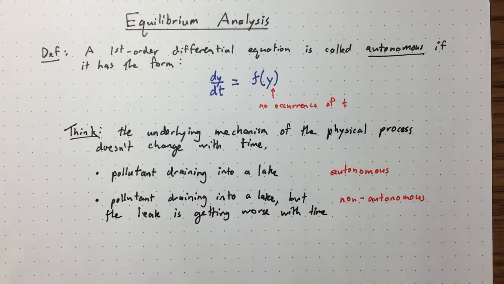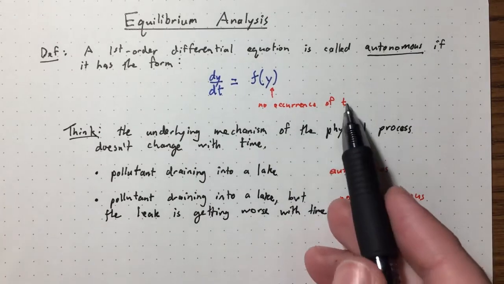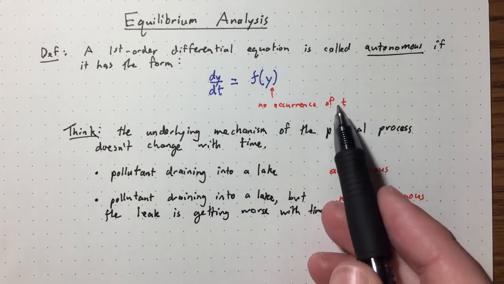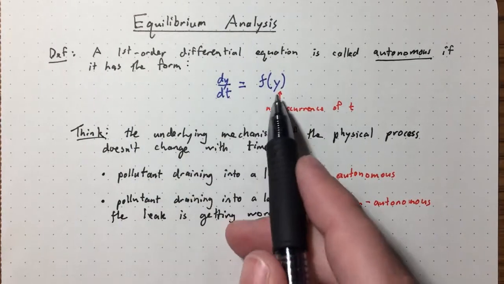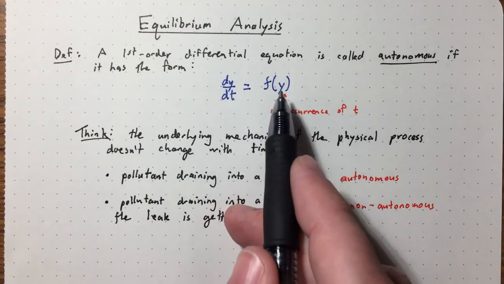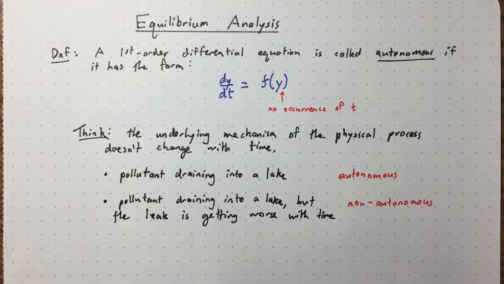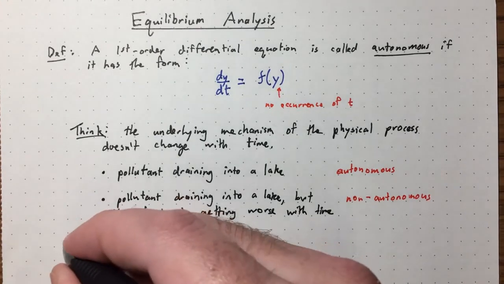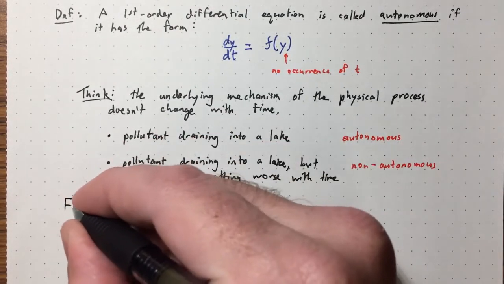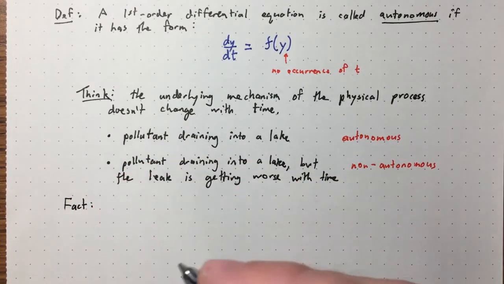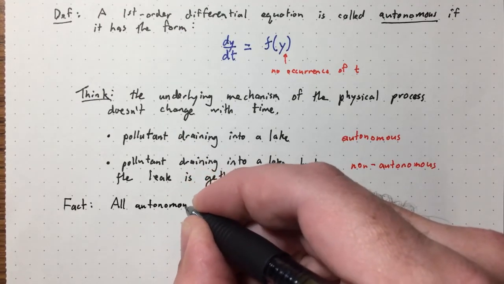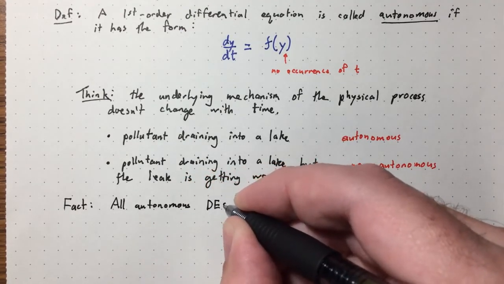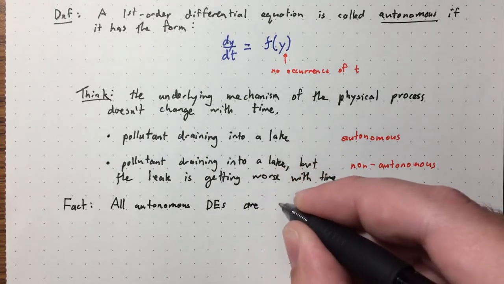I just want to stress, the solution to this differential equation will definitely involve t. I mean, sort of by definition, right? We're solving for a function y of t. So we're talking about the differential equation itself, right? If we can write the differential equation itself with no occurrence of t, then it's autonomous. Okay. So the main fact about autonomous differential equations is that they're all separable. So all autonomous, well, not necessarily the main fact, but certainly a very useful one. So they're all separable.